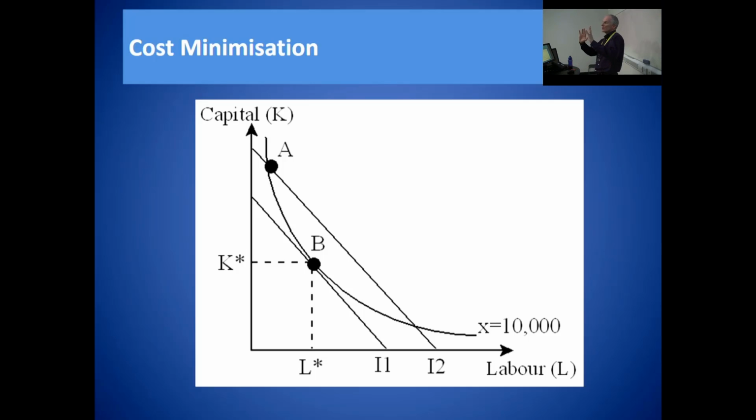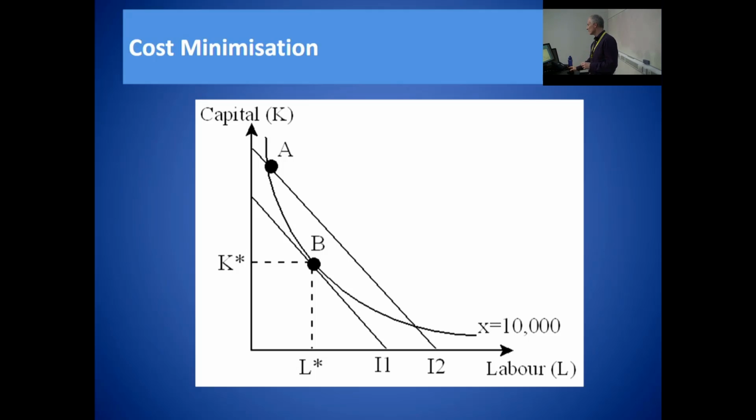So what I've done, I've taken an arbitrary level of output, a level of output of 10,000 units. And that curved line here is our isoquant. That curve that we've seen previously, combinations of factor inputs that yield a constant level of output. So the question we want to ask ourselves is, of all the ways that we could produce 10,000 units of output, which combination of labour and capital minimises the cost of doing that?